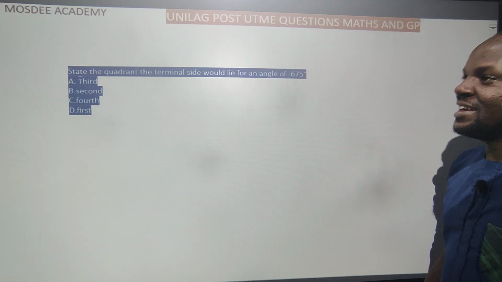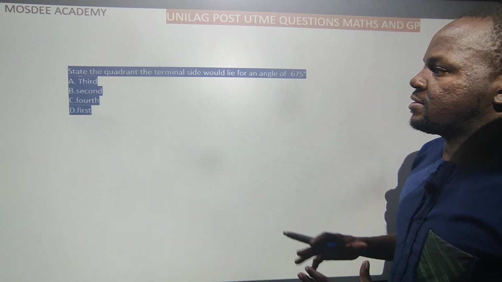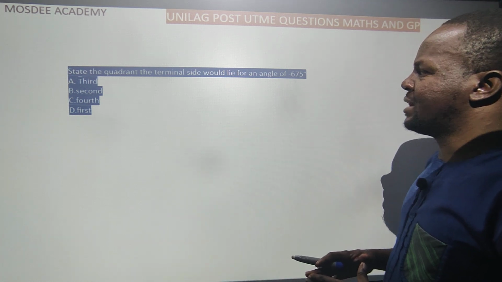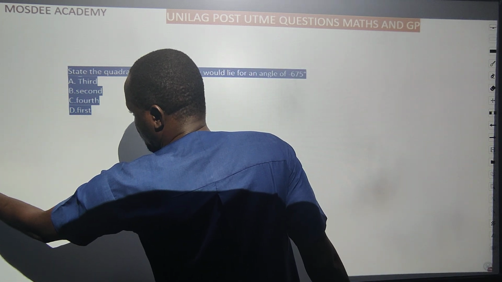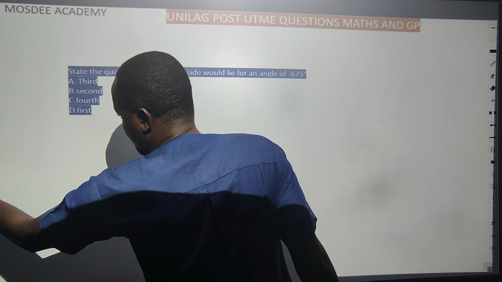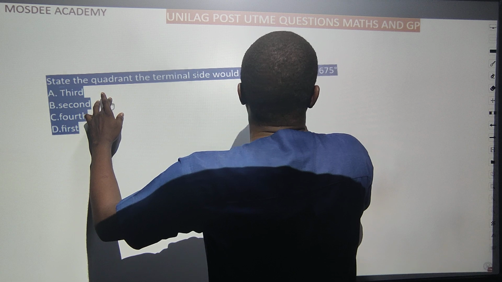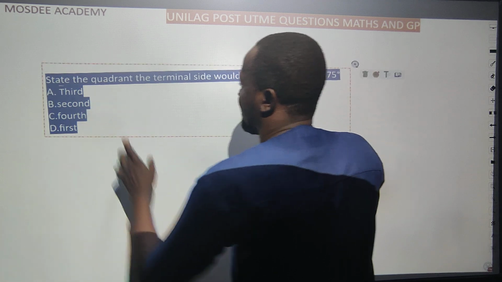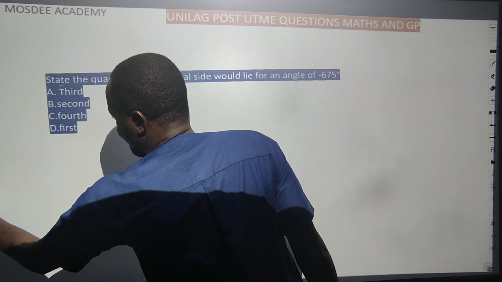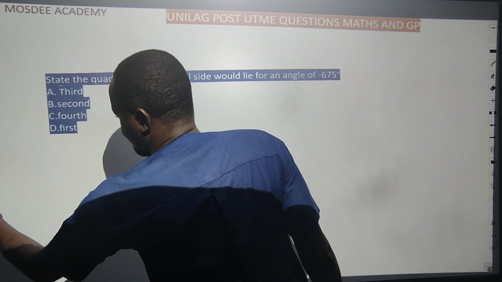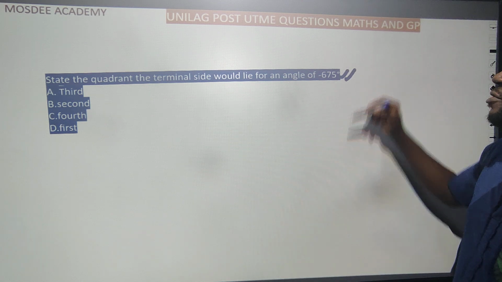Next question. Now, this one says you should state the quadrant the terminal side would lie for an angle of... Thank you. I think I understand you guys now. You should know that I'm a very sharp teacher. So now we have to find where the terminal side with the angle of negative 75 will lie.